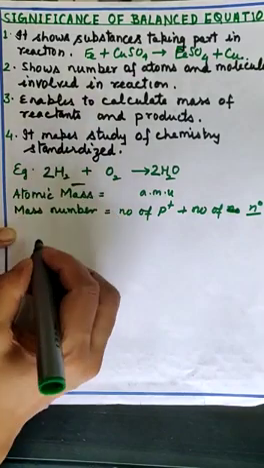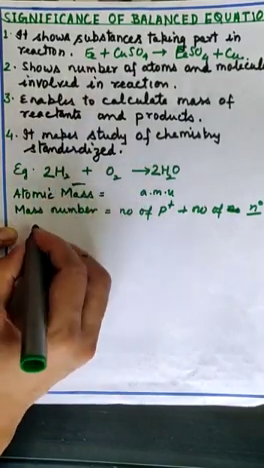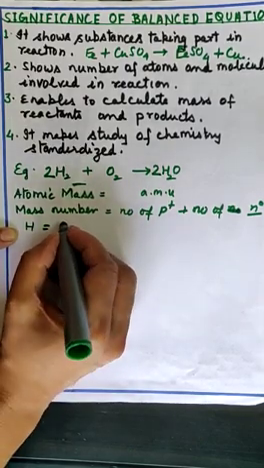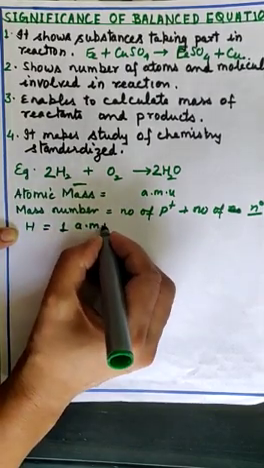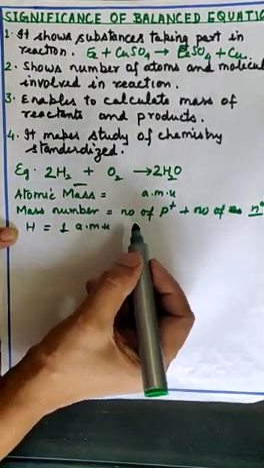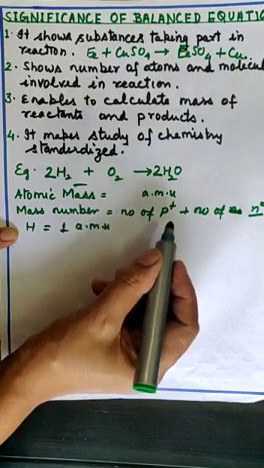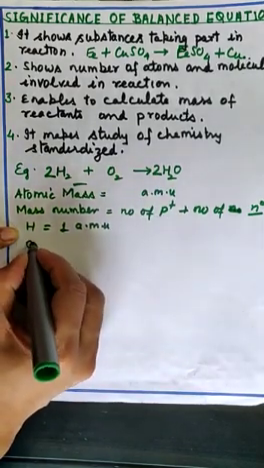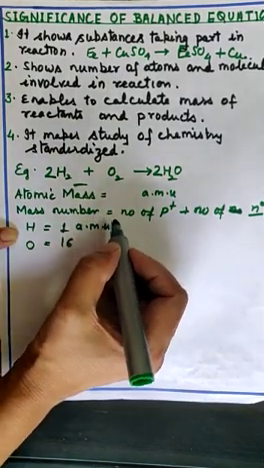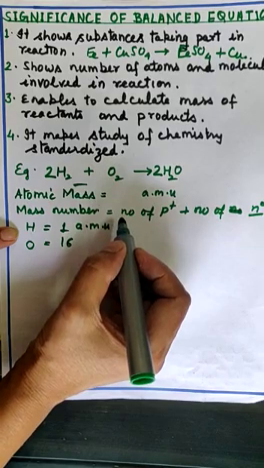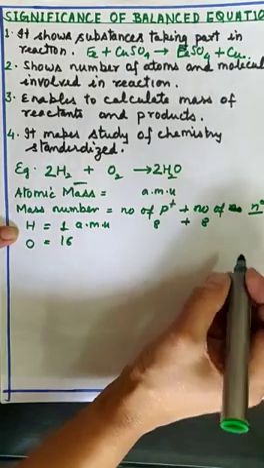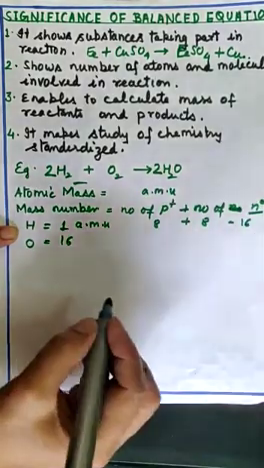So let's look at the atomic mass of hydrogen and oxygen. For hydrogen, atomic mass is 1 AMU and mass number is also 1 because it is made up of only one proton and no neutron. Whereas the atomic mass of oxygen is 16 and its mass number is also 16 because an oxygen atom consists of 8 protons and 8 neutrons, which makes it 16.